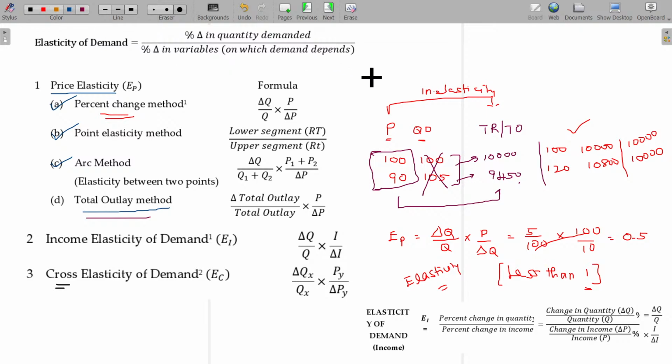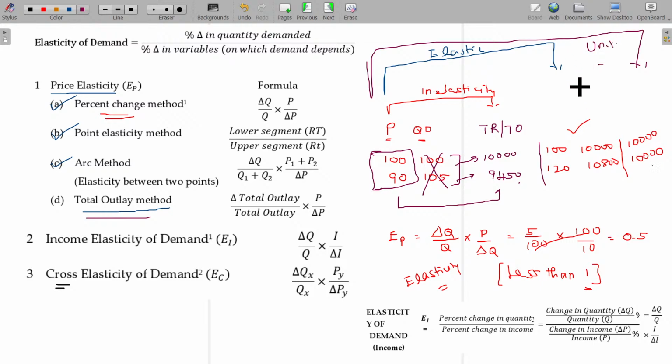And in this second scenario, of course, because of reducing the price, total outlay is increasing, then it is elastic. And what happens in the last scenario? Because of the change in price, there is no change in the overall outlay. So this is called unit elasticity. In such a way we compare the price with the total revenue or total outlay under price elasticity, especially the total outlay method. So, change in total outlay divided by total outlay into price by change in price.